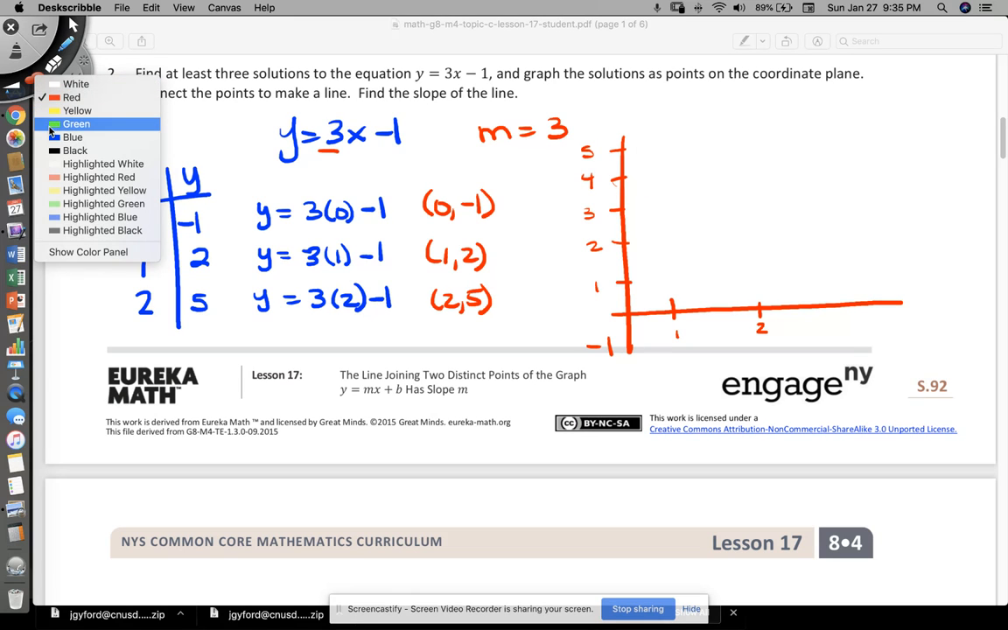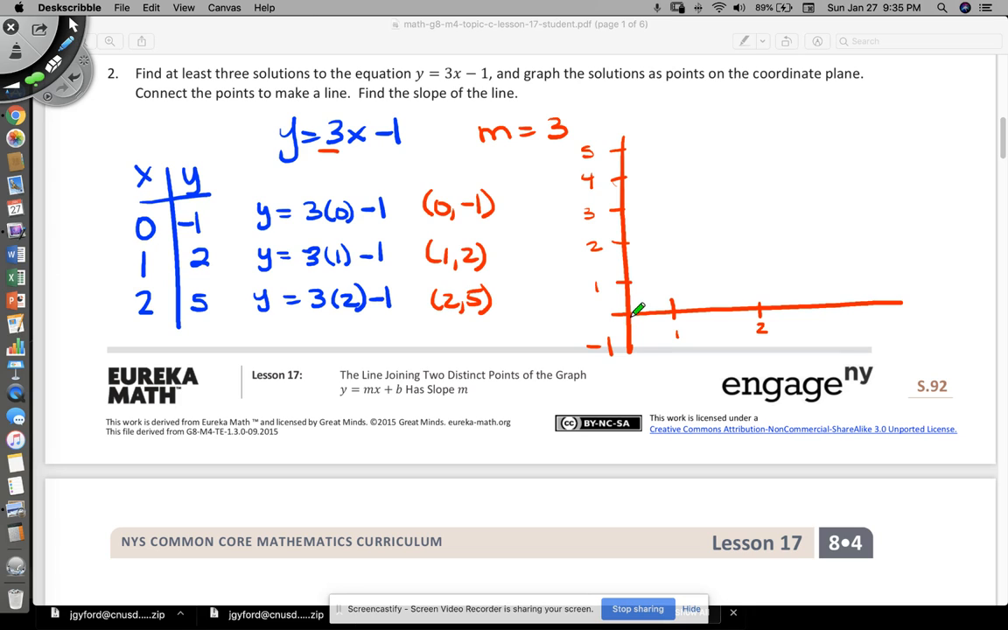So I'm going to go ahead and put in my coordinates here. I have 0, negative 1, which would be right about here. 1, 2, and 2, 5. Now, of course, this is not a perfect exact graph. As I can already tell, I'm kind of sloping there, kind of moving away from my straight line, but yours should be nice and straight because you're using graph paper and a ruler. All right, let's go ahead and look at number 3.